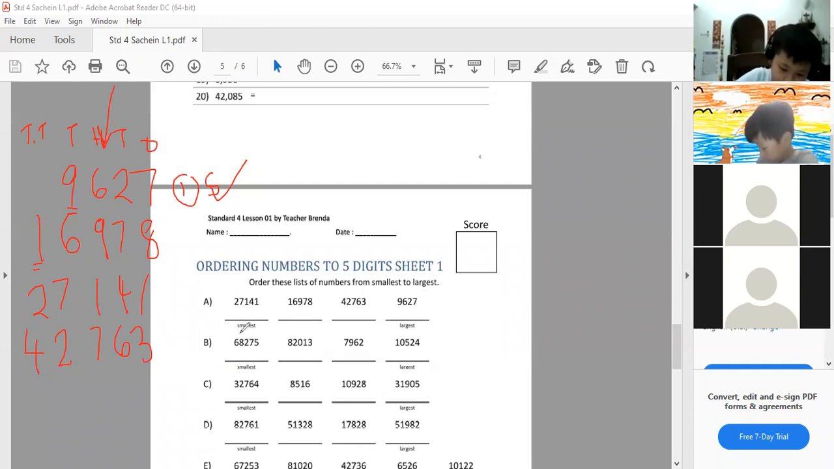So what you will need to do here is, can you see the word smallest here? So you write the number 9,627. There is no comma here, but if you're going to answer to me in chat, you put a comma. And then you write the next number, 16,000, then 27,000, then 42,000. 16,978 will be the second number, then comma, and then 27,141 will be the third, and so on will be the fourth. Now it's time for you to try them out.